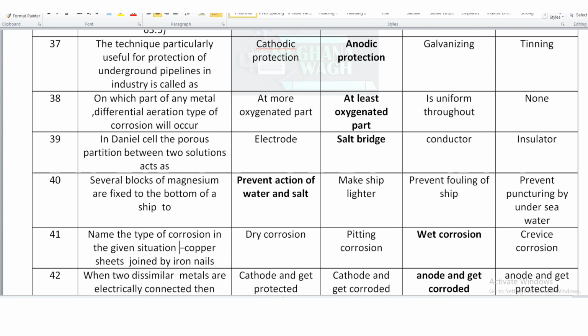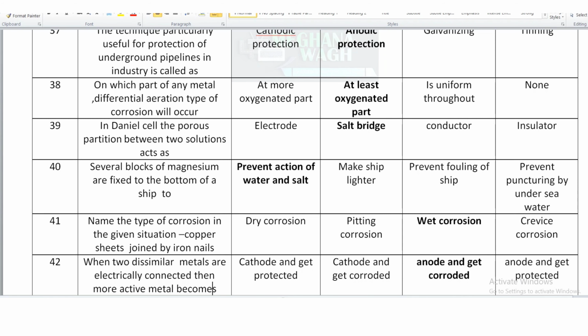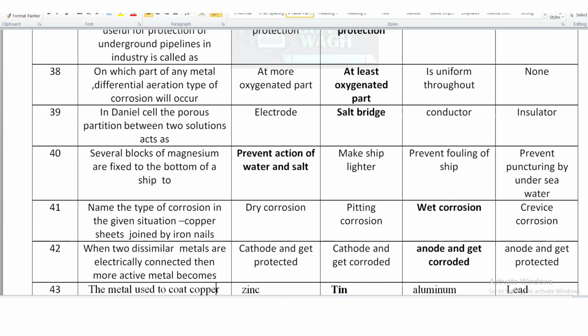Copper sheets joined by iron nails. It is a wet type of corrosion because a galvanic cell is developed. Two different metals are in contact with each other, so this is the wet or immersed type of corrosion. When two dissimilar metals are electrically connected, the more active metal becomes the anode and gets corroded.